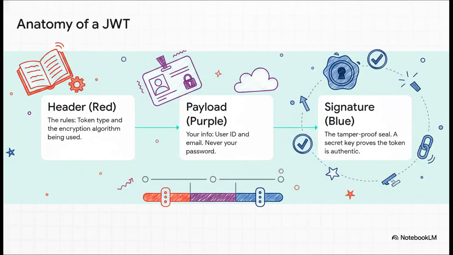So let's pop the hood and see what this digital wristband is made of. It's actually got three distinct parts. First, you've got the header. That's kind of the rule book. It just says what kind of token this is and how it's secured. Then you have the payload. This is the important stuff about you, like your user ID or your email. But, and this is super important, it never contains your password, ever. And finally, the most critical piece of all, the signature. This is a special, tamper-proof seal that the server creates. It locks the header and the payload together using a secret key. If anyone, and I mean anyone, tries to mess with the information in the payload, like changing the user ID to someone else's, that seal instantly breaks. The token becomes completely useless.